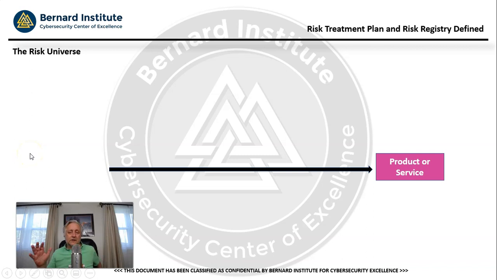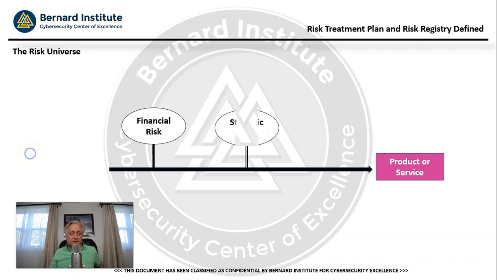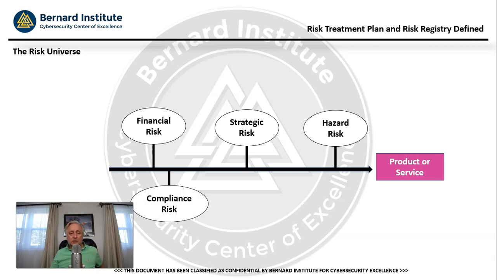So before we talked about the 5 main areas that come from the COSO Enterprise Risk Management process, and that is financial, strategic, hazard, compliance and operational risks. Okay, and all these risks are involved in delivering this product or service that we have, right?